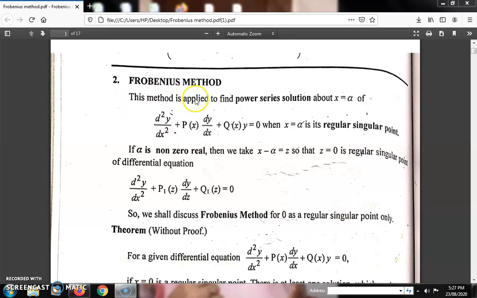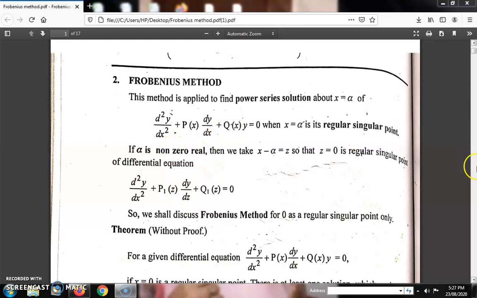And the whole differential equation will convert to d2y by dz square plus p1(z) dy by dz plus q1(z) y equals 0. So we shall discuss the Frobenius method for 0 as a regular singular point only. In this topic we will discuss the Frobenius method for only 0 as a regular singular point. We will not discuss it for the non-zero numbers.